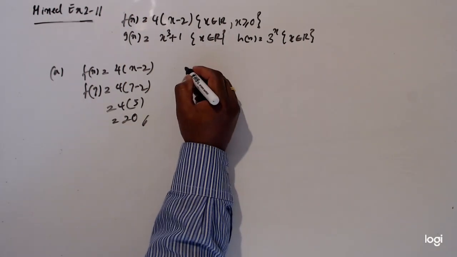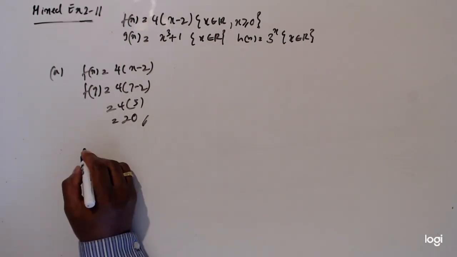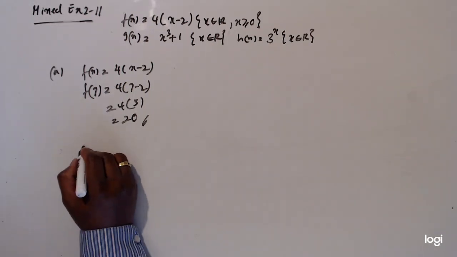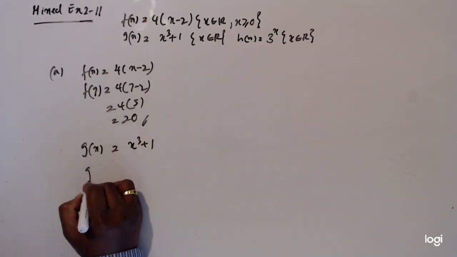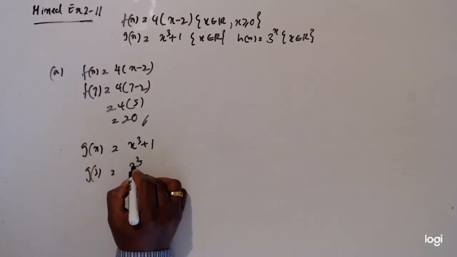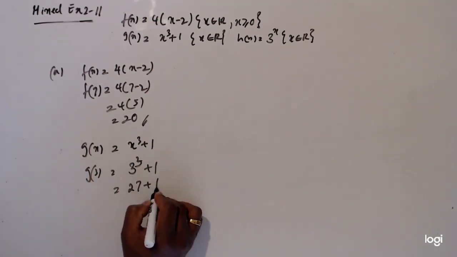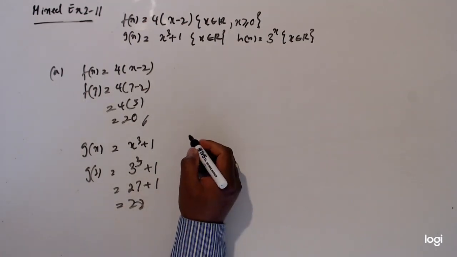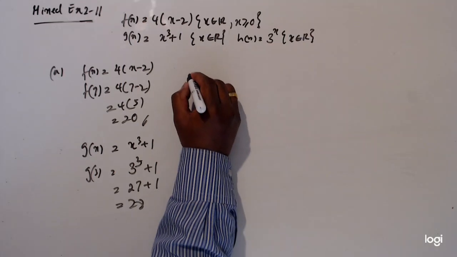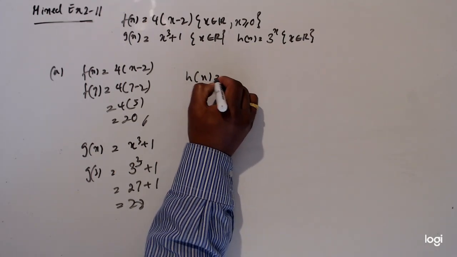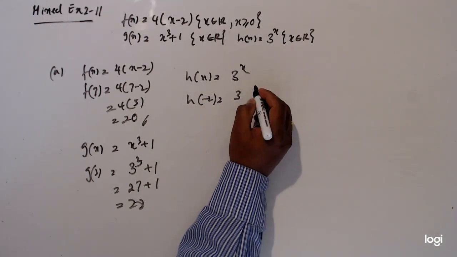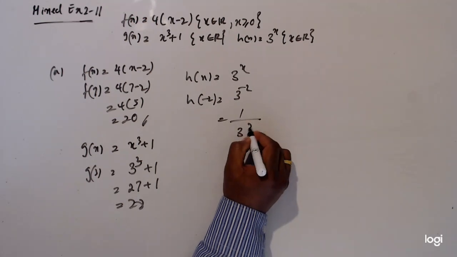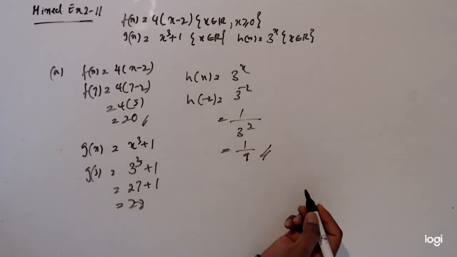And so then g(x) is x cube plus 1, g(3) is 3 cube plus 1, 27 plus 1, which is 28, and then h(minus 2), h(x) is 3 to the power x, h(minus 2) is 3 to the power minus 2, 1 over 3 square, 1 over 9.